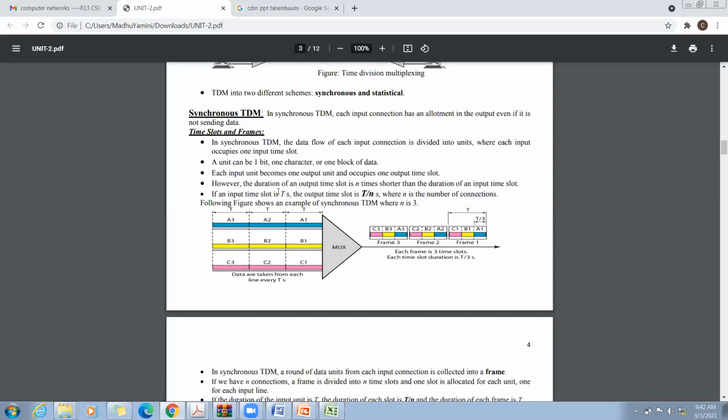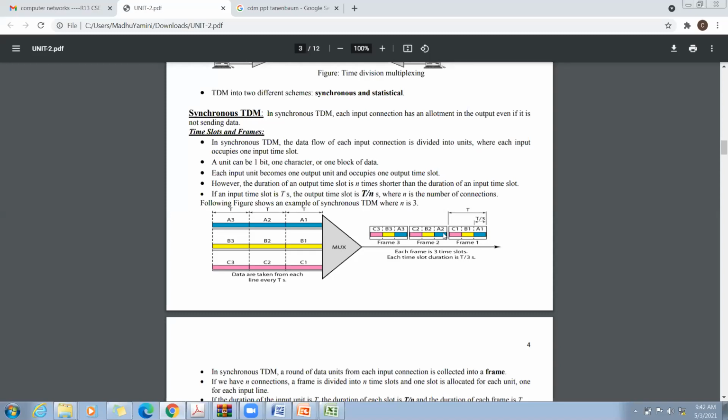If an input slot time is T seconds, the output slot time is T/n seconds, where n is the number of connections. How many connections do we have? 3 connections. T/n means T/3. That is, for each connection T/3. Okay.